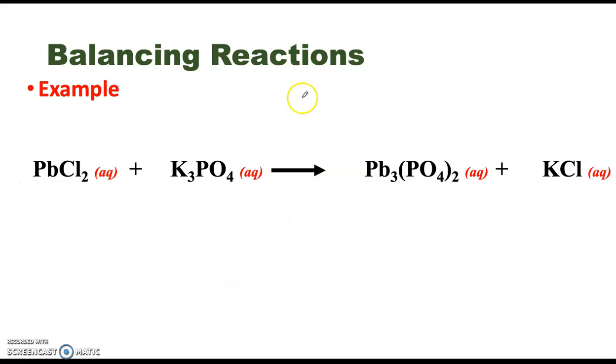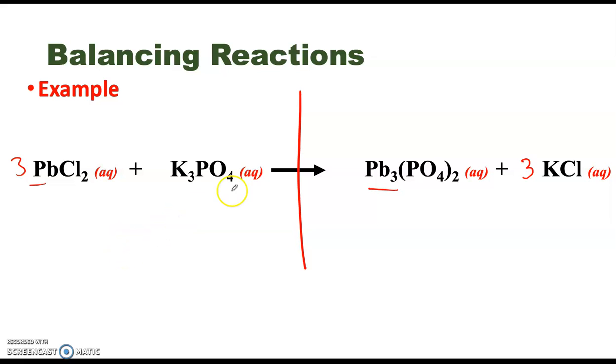Okay, for this one, let's follow the method here. Let's just look. Lead and lead. Okay, that's definitely not equal. 3 and 1. So I'm going to go over here. 3. Okay, let's look at the potassium. So I got 3 potassiums here, 1 here. So I'm going to put a 3 there.